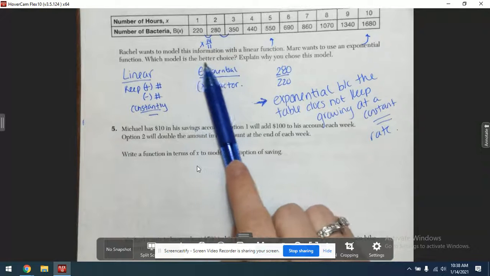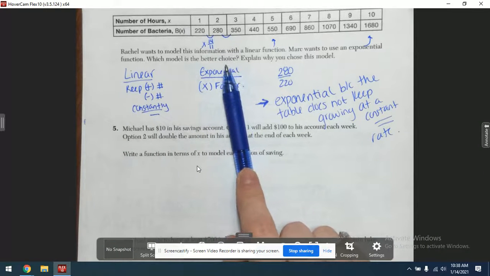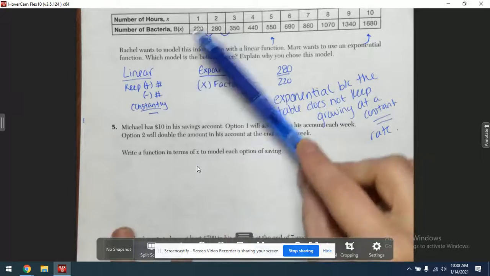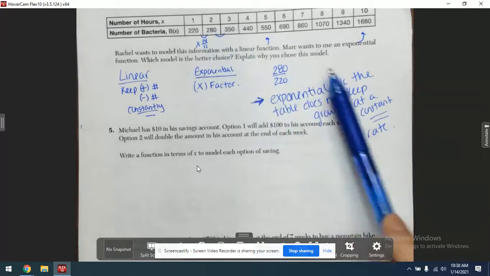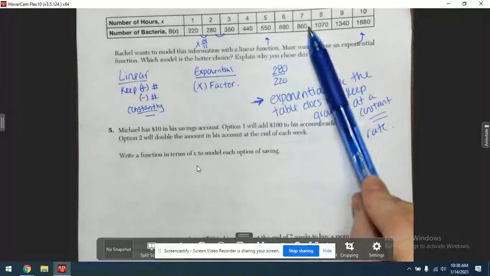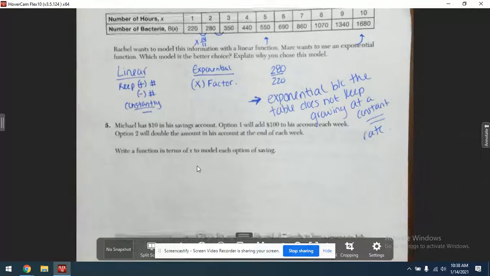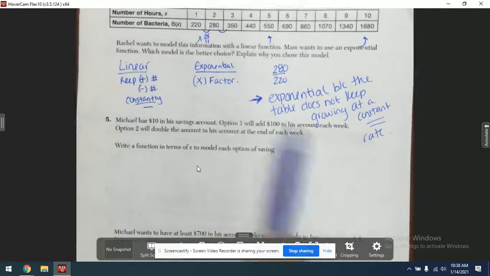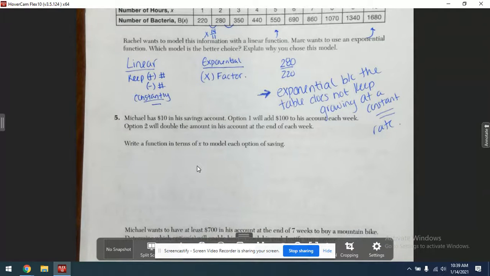And it does say which model is the better choice. It doesn't say the correct choice, but the better one. So exponential is the better option here because it's definitely not a linear constant growth. It is growing at a bigger change between values as we get higher up. Okay. So a weird one, but that's all you have to say, and that's a 2-point problem on a Regents.